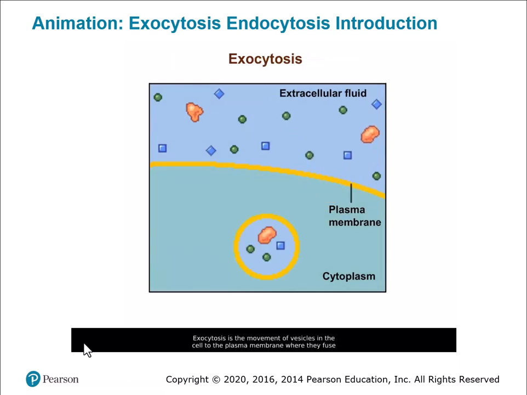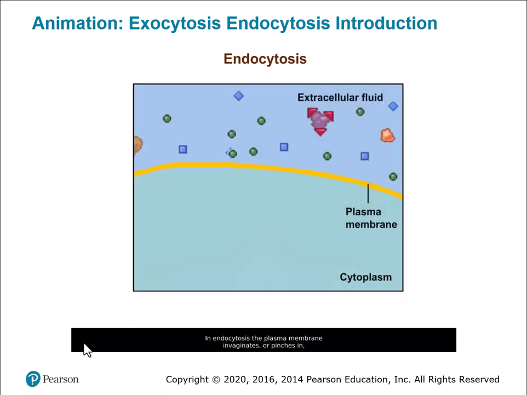Exocytosis is the movement of vesicles in the cell to the plasma membrane, where they fuse with the membrane and release their contents into the surrounding fluid. This process occurs predominantly in secretory cells, such as mucus-producing cells or pancreatic cells that secrete enzymes into the digestive tract. In endocytosis, the plasma membrane invaginates or pinches in, forming a vesicle that moves the enclosed materials inside the cell. There are 3 types of endocytosis, each involving its own specific cell machinery.